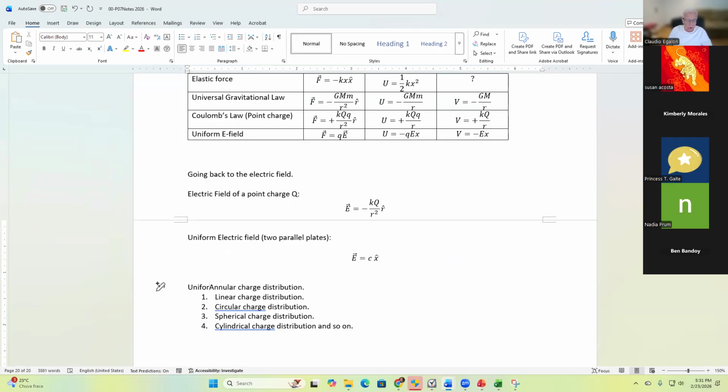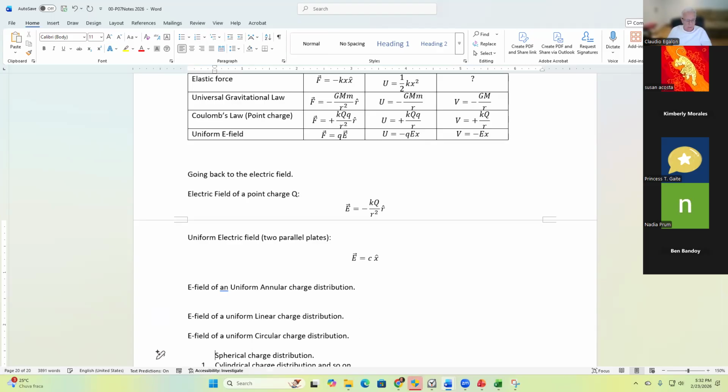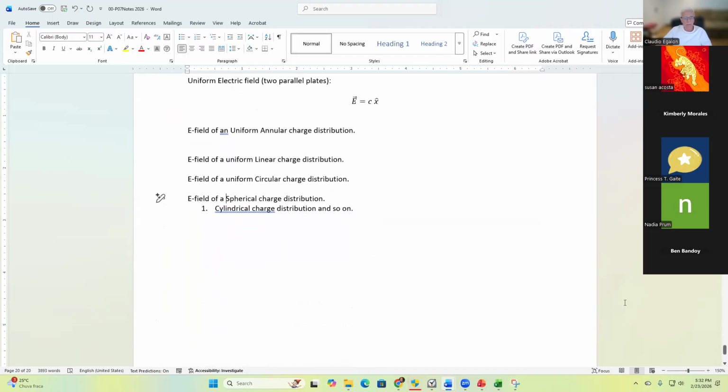Uniform annular charge distribution, E field of a uniform annular charge distribution. We can also calculate the E field of a uniform linear charge distribution, E field of a uniform circular charge distribution, and this one here, E field of a spherical charge distribution. Let's put here a spherical shell charge distribution.